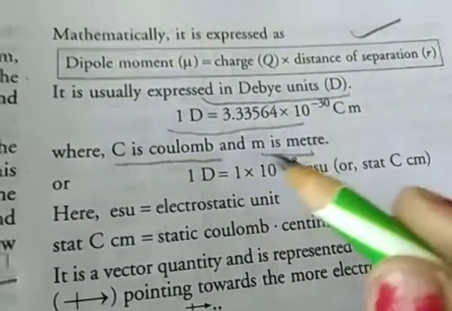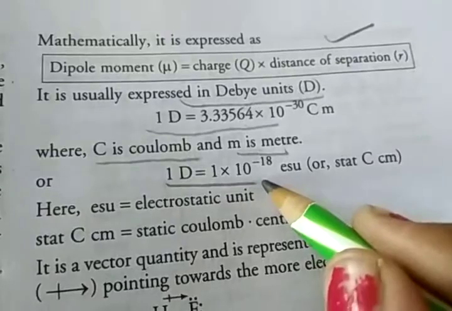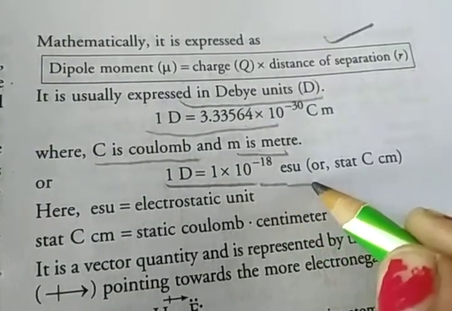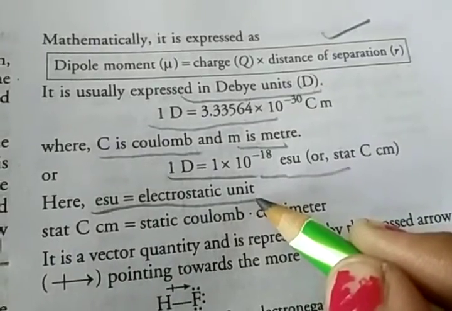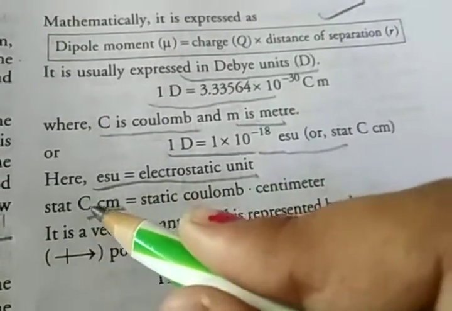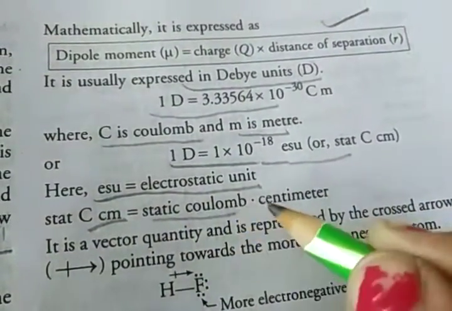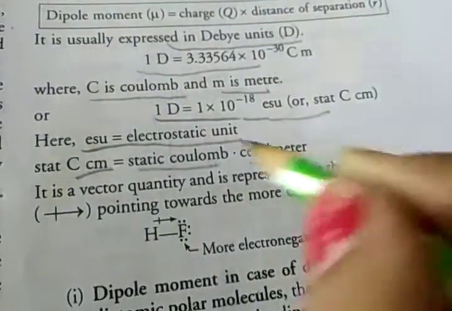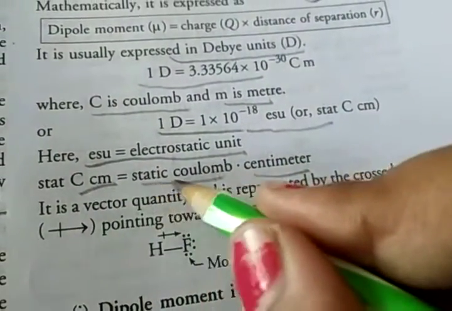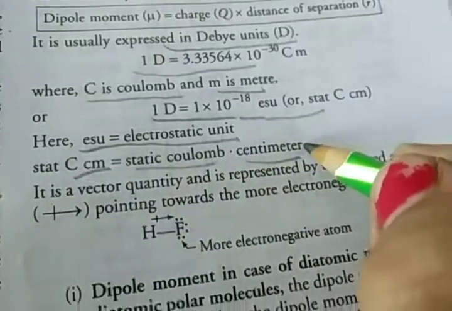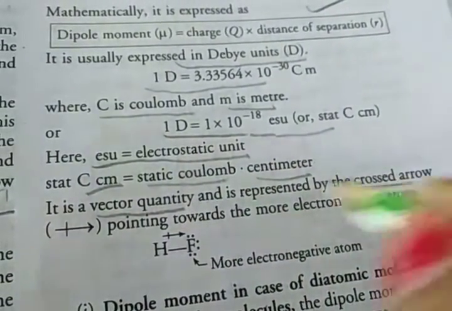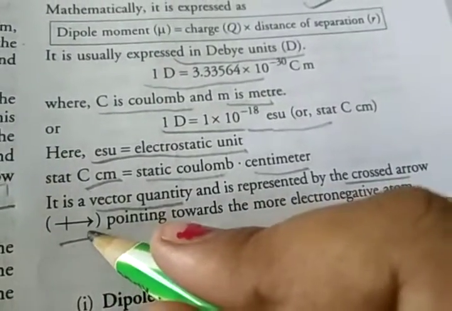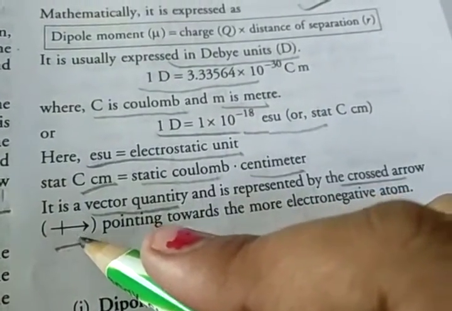So 1 Debye is equal to 1 into 10 to the power minus 18 ESU cm, where ESU means electrostatic unit, and capital C means static coulomb and cm is centimeter. It is a vector quantity, represented by a crossed arrow. Whenever we have to represent it, the dipole moment is represented by a crossed arrow.